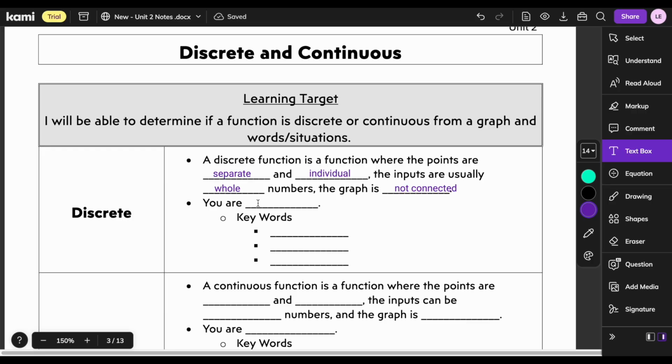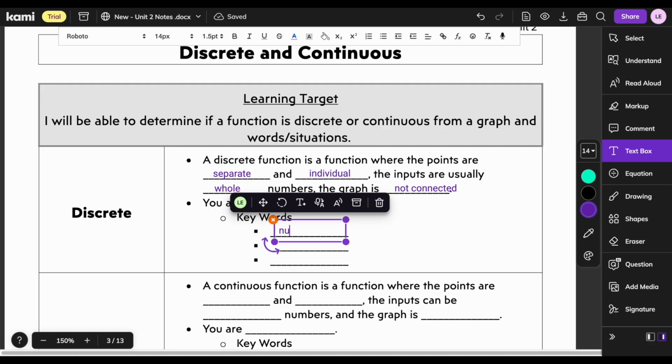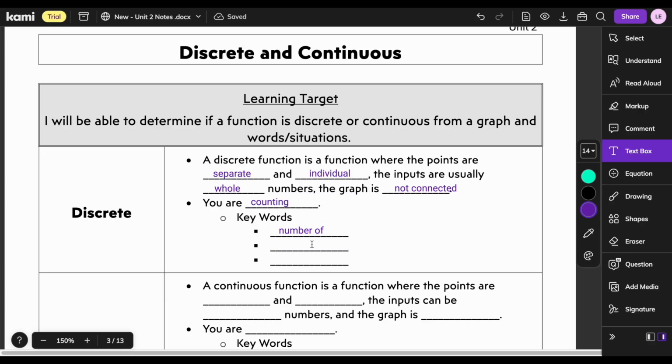If we're looking at it from words, you are looking for words that have to do with counting. So you are counting. We're going to write down some keywords. First one is number of. This is the one you're going to see the most, especially when we're looking at the word situations in IXL later. How many? You're asked how many people, how many pencils, how many shoes, things like that. And then anything with whole numbers. But again, number of and how many are the main ones you're going to see. You're going to be asked the number of students in a classroom, the number of shoes, things like that.